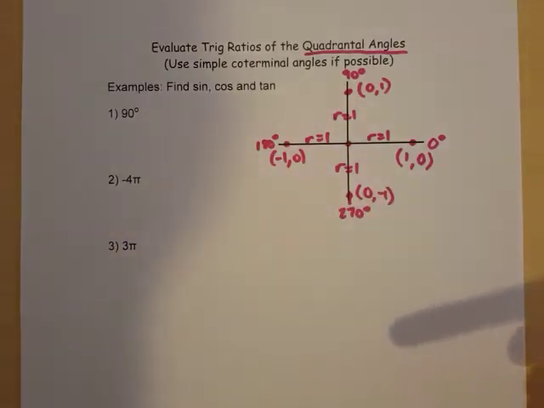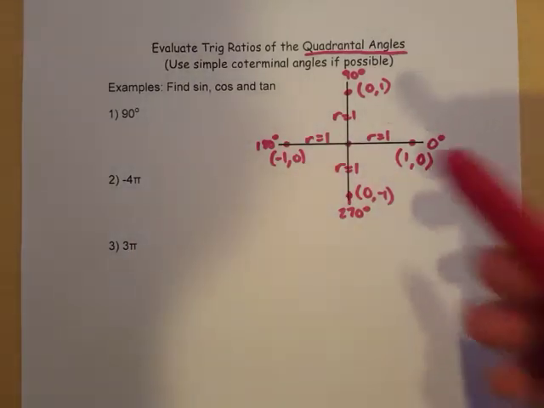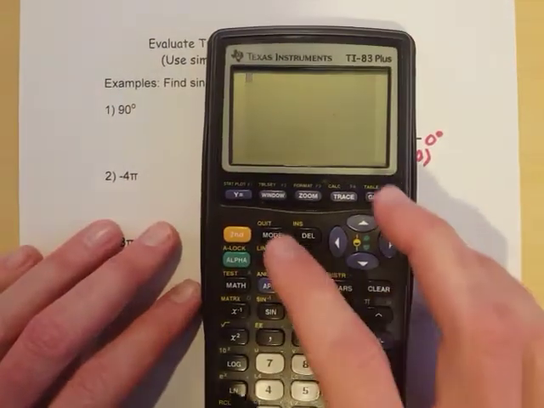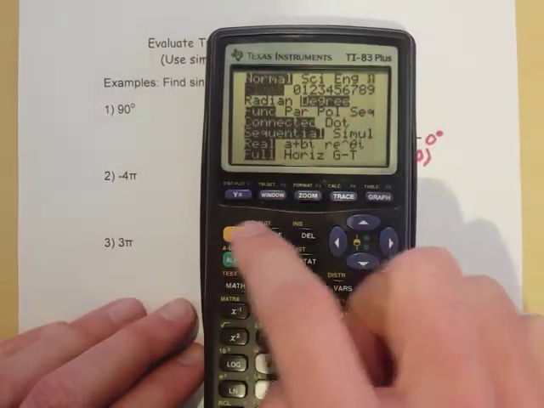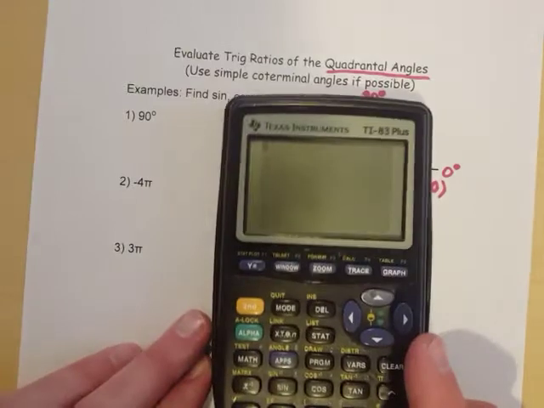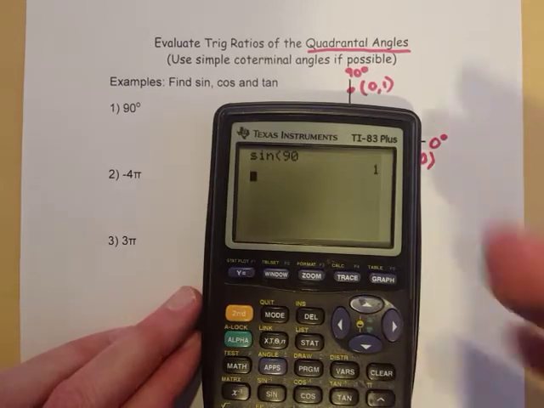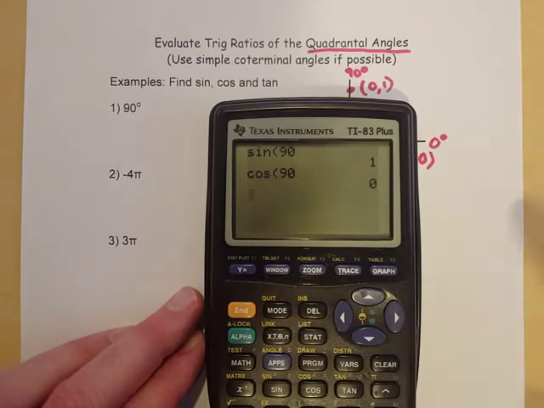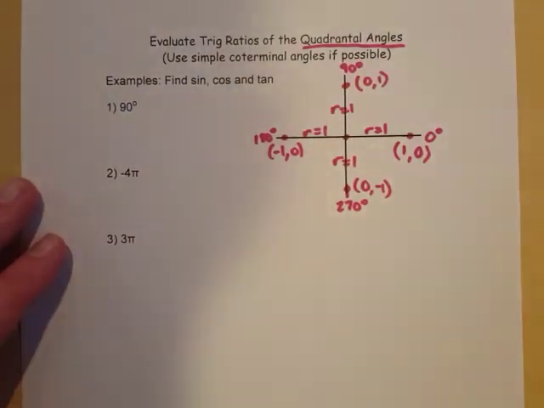Can you do this on your calculator? The answer is yes. As long as you're in the correct mode, you would be able to do this on your calculator. So if I come here and make sure I have my mode, the first one's 90 degrees, and so I've got degree mode on my calculator. I could punch in, for instance, the sine of 90 degrees, and I get 1. Or I could do the cosine of 90 degrees and get 0. So this is available on your calculator, but I want you to also understand how this is calculated based on our circle here.